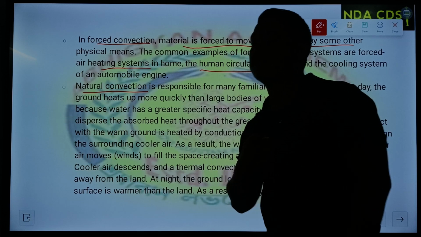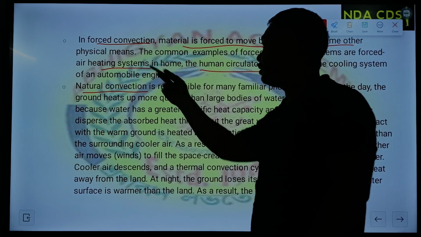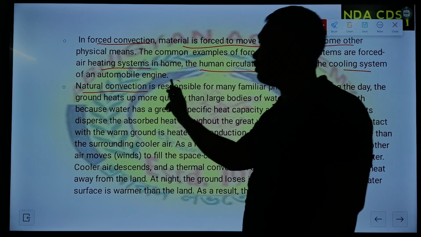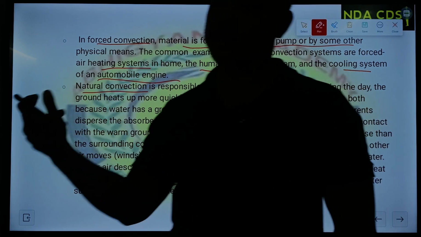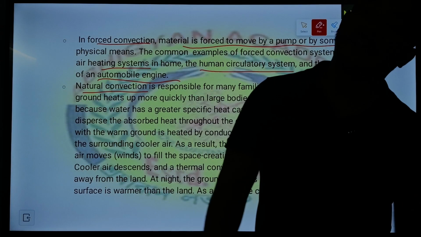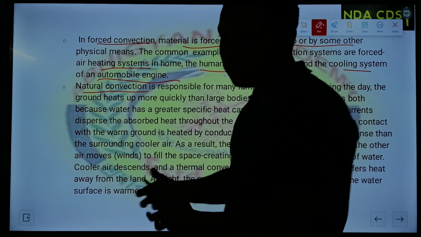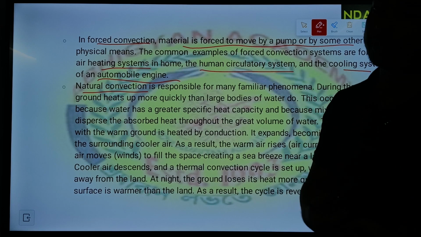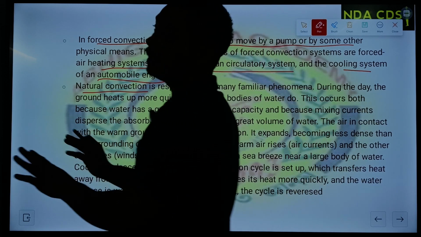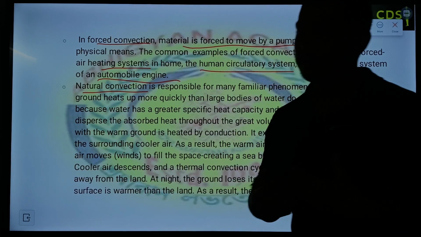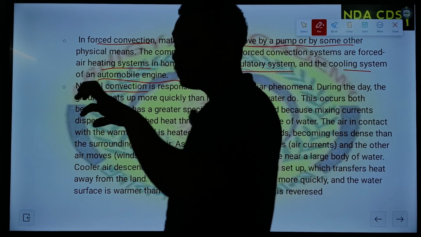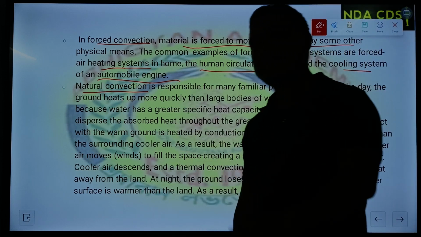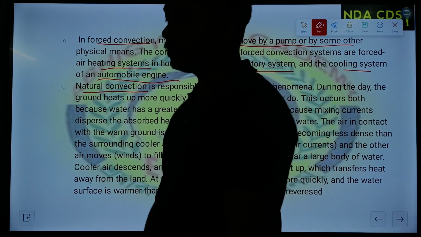Human circulatory system में pump कौन करता है? Heart. That is also an example of forced convection. And a cooling system of automobile engine, when your engine gets hot, जो radiator पे जो fluid होता है, that cools down the engine ना. Those are the examples of forced convection. Mechanism same है. It's just that now we are forcing it. ये naturally occur नहीं हो रहा है. We are forcing it. Our heart is pumping the blood in our whole circulatory system. That is an example of forced convection. Natural convection, like I said, land breeze, sea breeze, best example. Understood?